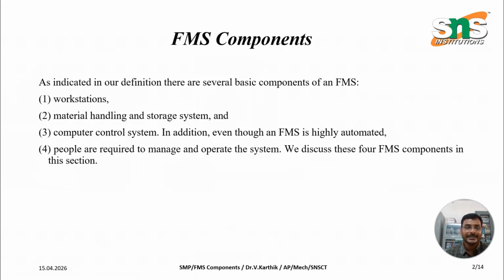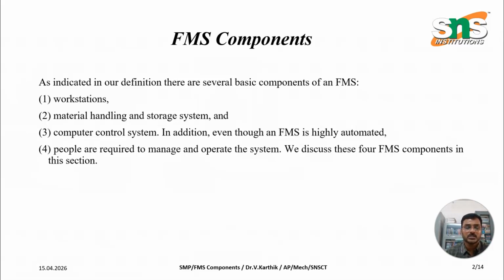And then the second one is the material control system, where material handling and storage system works with the AGV, auto guided vehicle, or the conveyor belt, or the robotics, pick and place robotics, which will help you to pick and place the work parts to the particular machines for the work to be done. This is called the number two component.